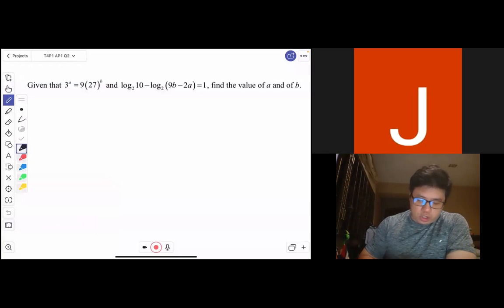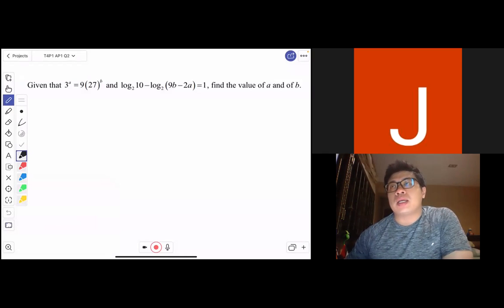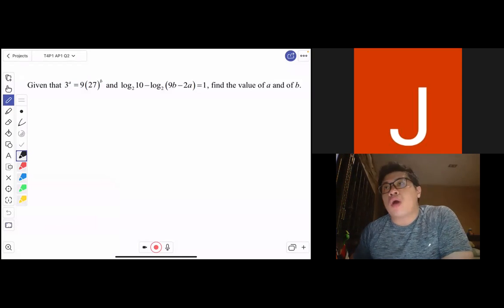So looking at this question, basically we are looking at two types of equation. One is a log equation, and one is an indices equation. What we want to do is to solve for the value of a and b. There are techniques that we'll use here, but in both equations, the idea and the principle behind is the same. We try to convert to the same base.